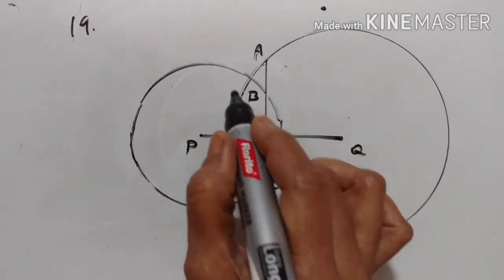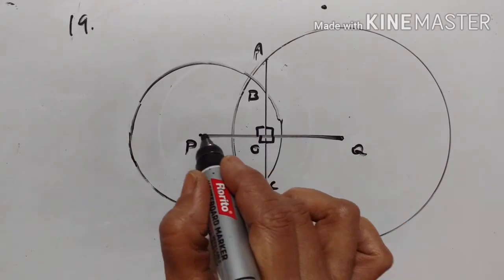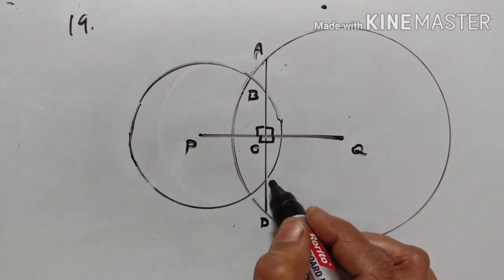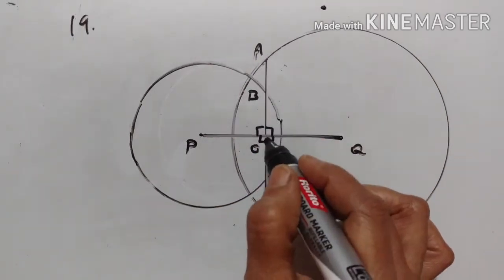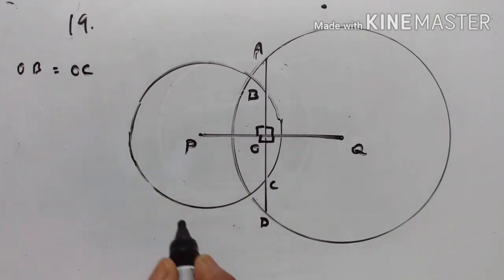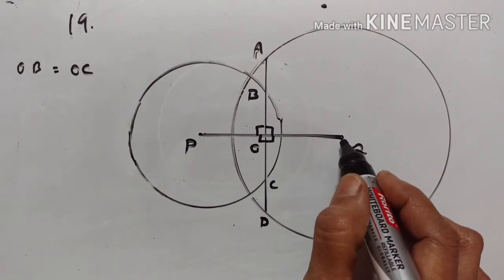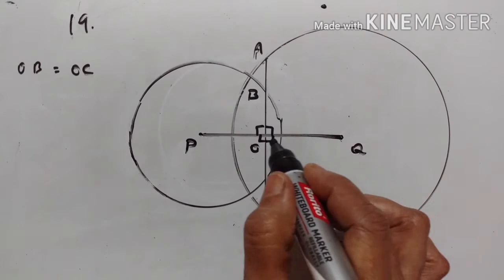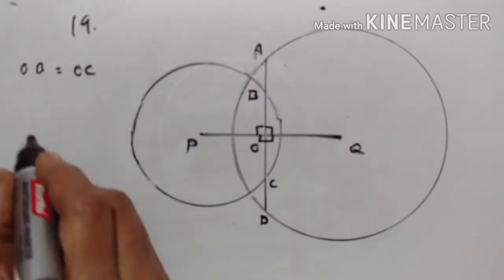In this circle, P is the center and BC is the chord. PO is perpendicular to BC, it is given. Therefore, PO bisects BC. OB is equal to OC. Now in this circle, QO is perpendicular to AD, given. Therefore, QO bisects AD. Therefore, AO is equal to DO.